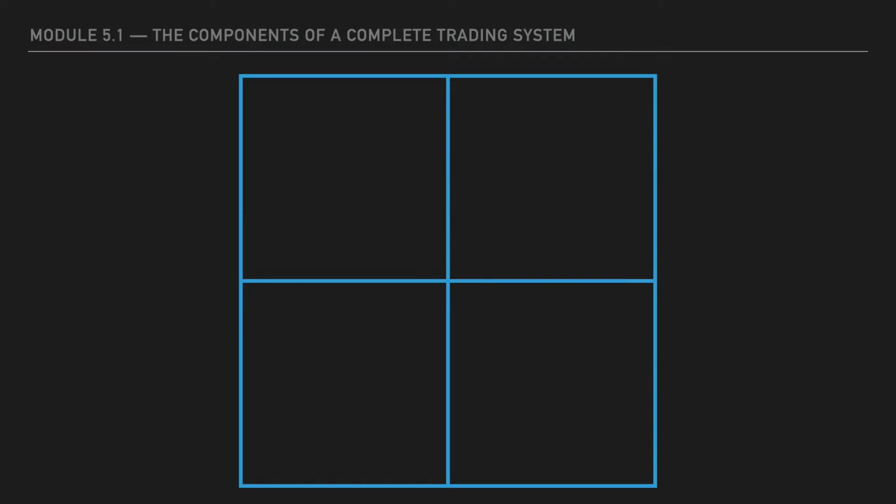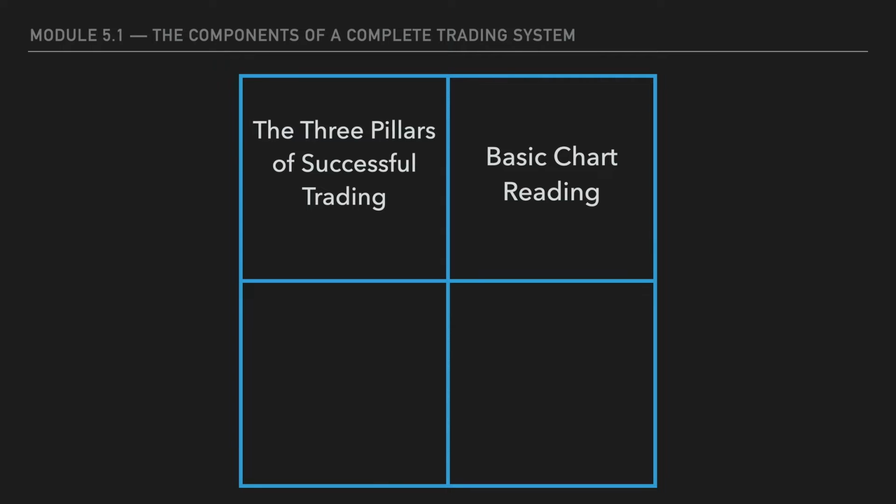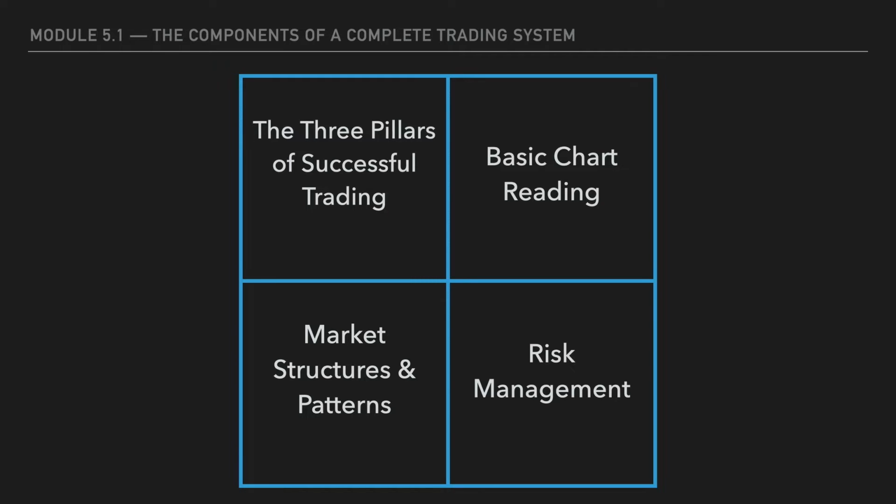We've come a long way to this point. Let's do a quick recap of what we have learned so far from the first 4 modules. In Module 1, we learned the 3 pillars of successful trading, and that you must trade with an edge like casino owners. In Module 2, we learned how to read the chart, which is one of the most fundamental skills that every technical trader should have. In Module 3, we learned how to analyze market structures and how to trade with different patterns. Then in Module 4, we went through the importance of risk management in trading.